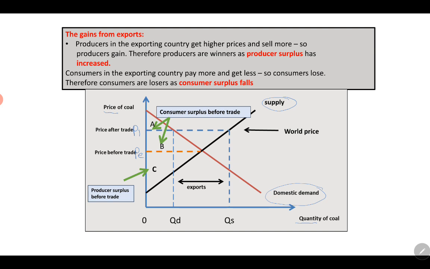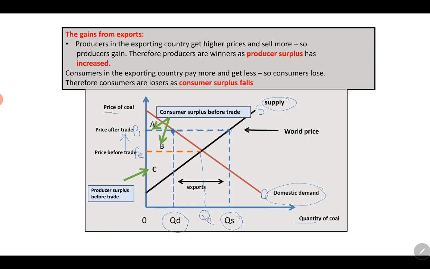Originally this was our PE and this is our QE, the equilibrium quantity. Now, because we are selling at the higher price of P1, look at P1. From P1, this is where it touches your demand. This is your supply. This is where it touches your demand, this is your quantity demanded, and this is where it touches your supply. So this will be your quantity supplied.